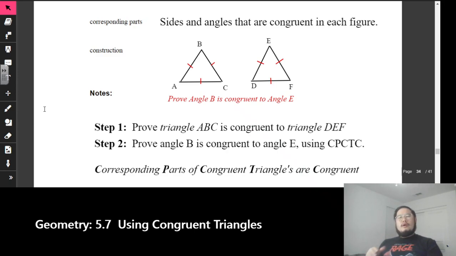So once again, we are proving that two triangles are congruent first using side angle side, side side side, hypotenuse leg, ASA, you name it, just not angle side side. So once we prove two triangles to be congruent, then we use CPCTC to prove any part that happens to be congruent in each triangle, or corresponding part of the triangles to be congruent, whether it be sides or angles that we did not prove in the initial proof.